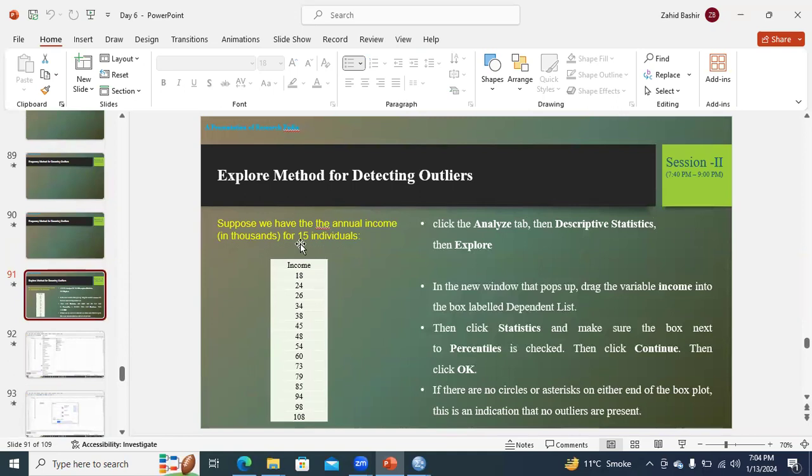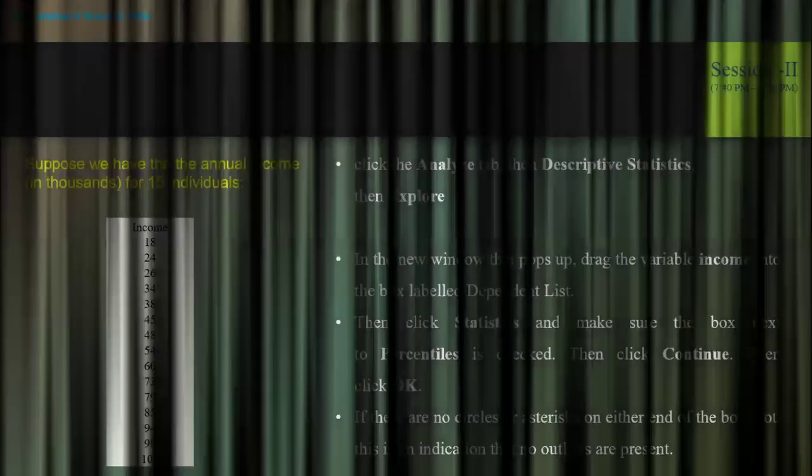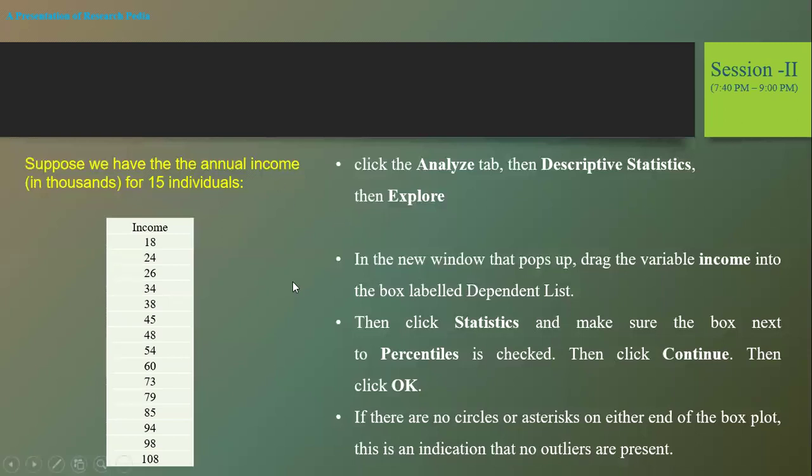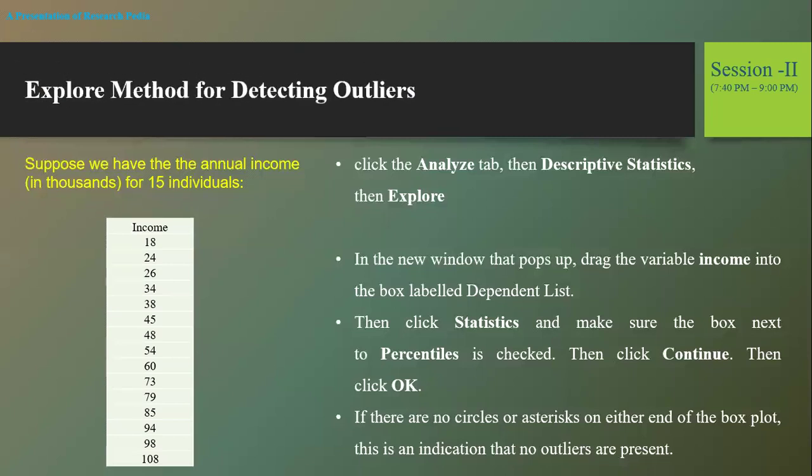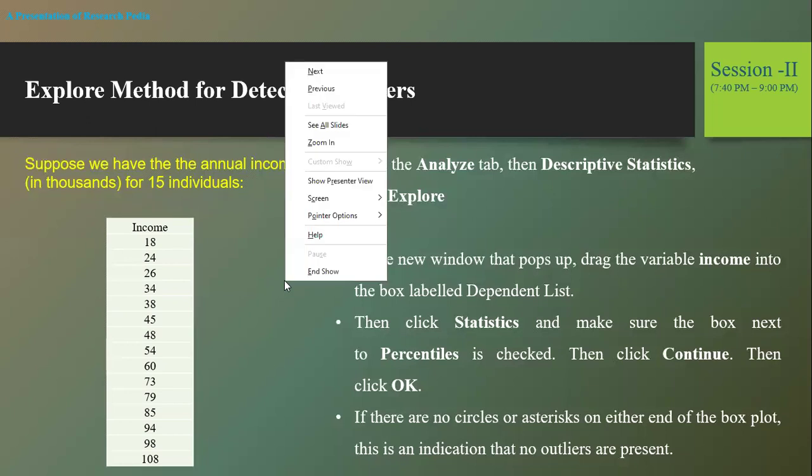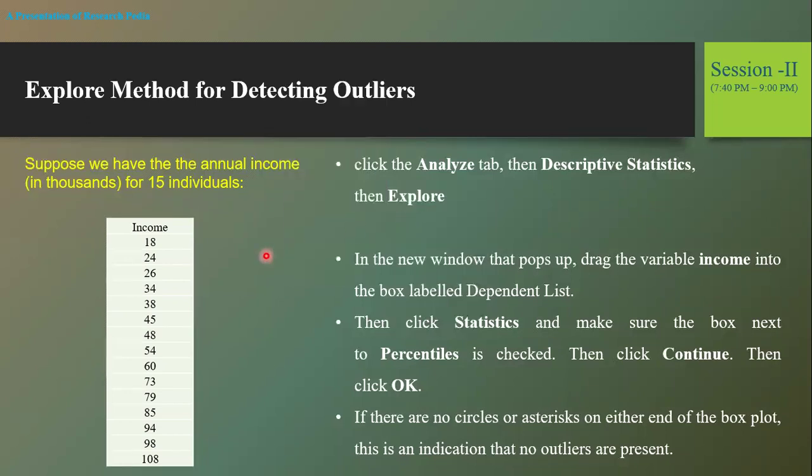I will use this data for explaining this procedure, but first you need to be aware of the data in order to understand what this procedure is. So let's suppose we want to apply the explore method for detecting outliers, and suppose we have income data in thousands of 15 individuals.